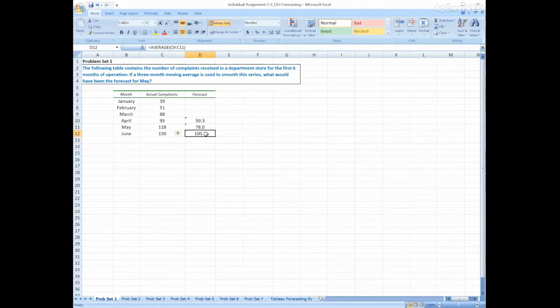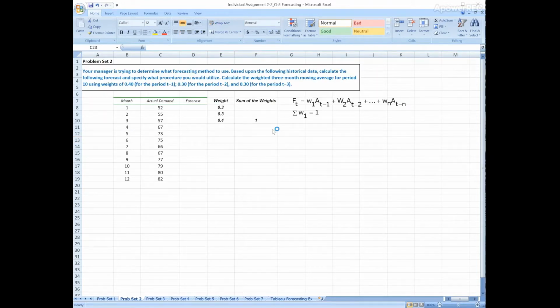Similarly, the June forecast will be based on the complaints data from March through May. Our forecast for June will be 103, and so on. And you can continue a similar method to forecast for July through December in that particular year. Let's move on to the next question.